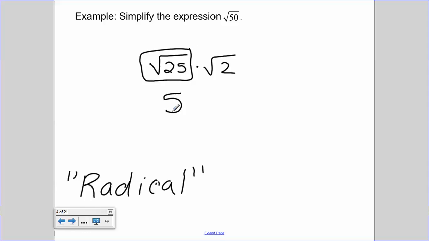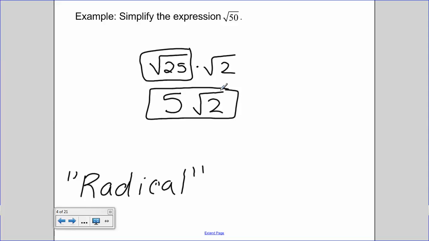What about radical 2? Do any of the numbers on your list go into 2? 1, but 1 we really don't worry about. It doesn't count necessarily. Any others that go into 2? I don't believe so. So we would say that this is our simplified answer. 5, radical 2.